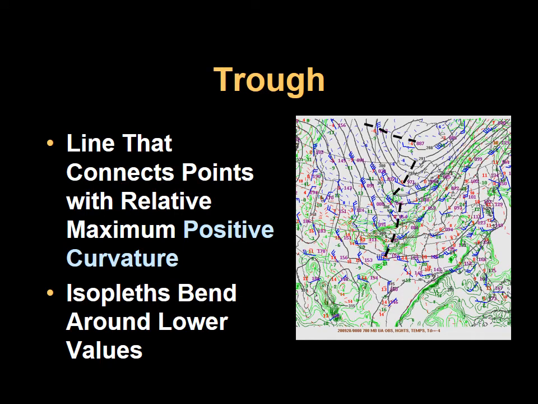And now onto ridges and troughs. A trough is a line that connects points with relatively maximum positive curvature. Remember, positive curvature means that as you move out from the center, the values increase. So as you move away, the values increase. In other words, to put it more simply, these isopleths bend around lower values.